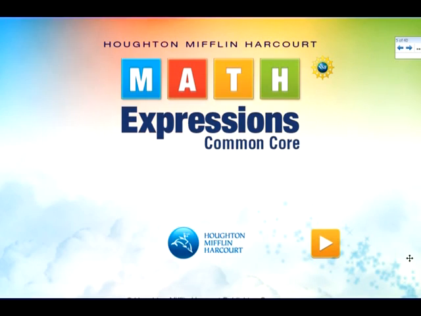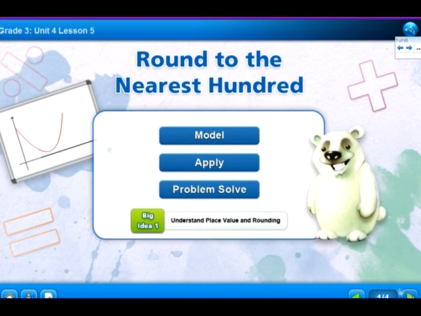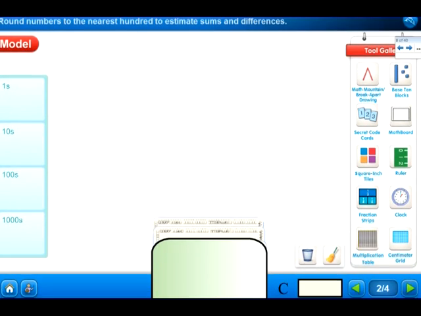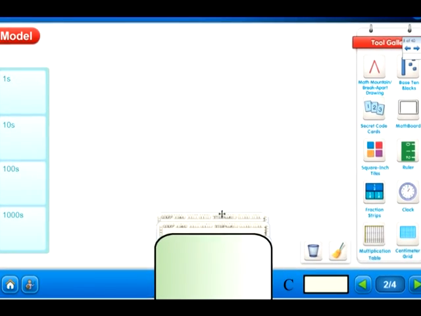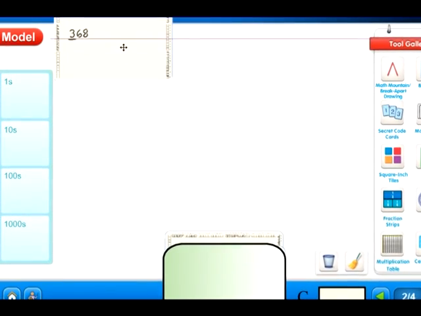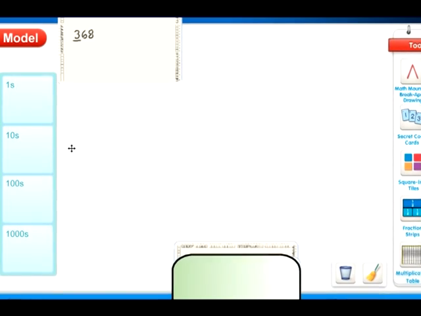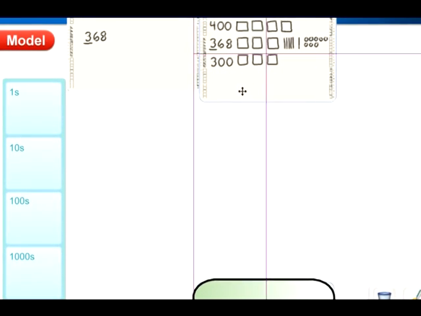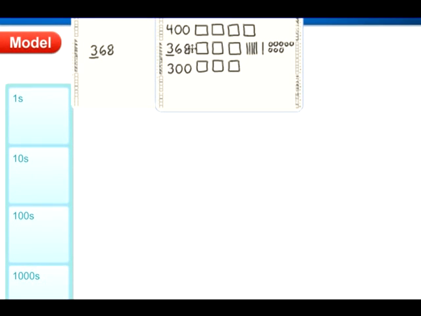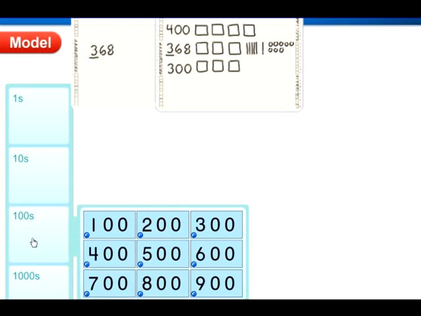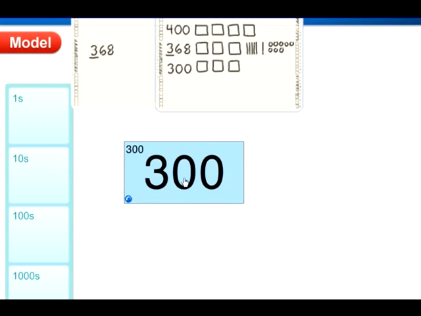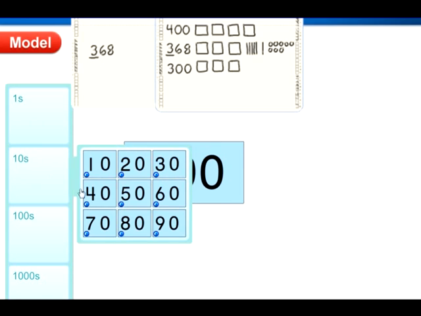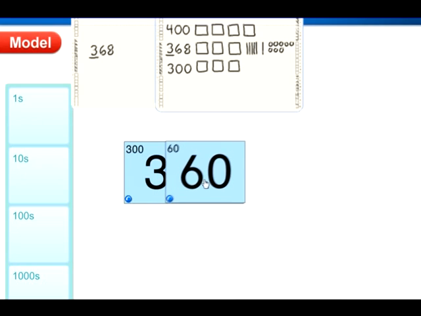Well, let's move on to the lesson. Today's lesson, I'm going to model for you how to use the secret code cards. Let's look at the first number, 368. If we take out our code cards, we want to see where 368 is. And if you notice, there's our place value drawing. Is it closest to 300 or is it closest to 400? So let's make 300. And how many? 60. 1, 60. 360.